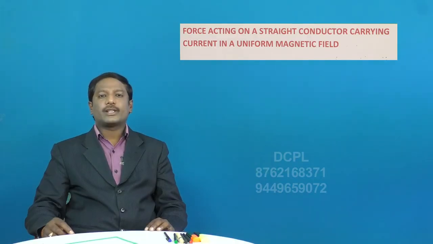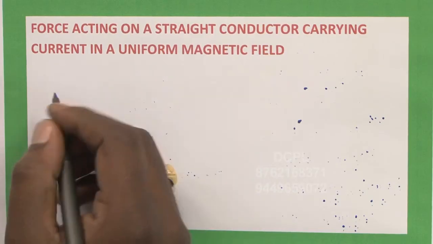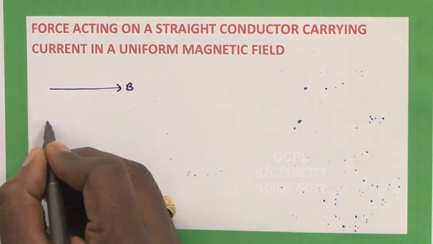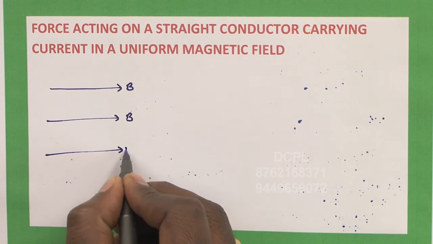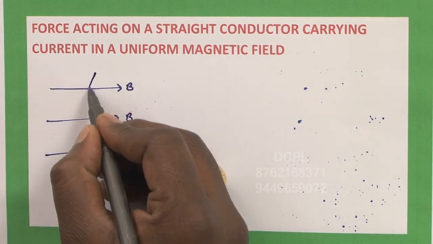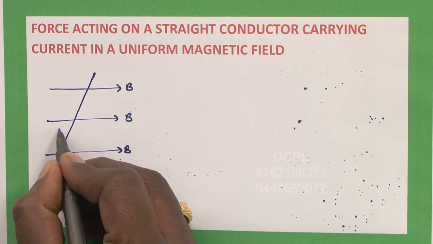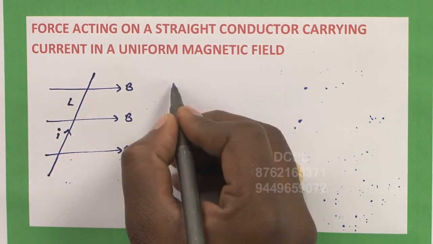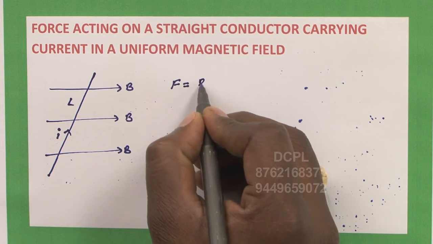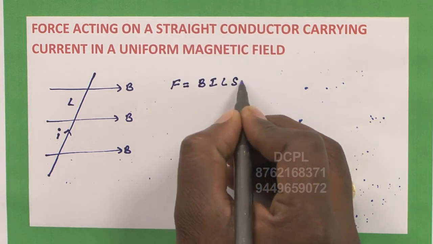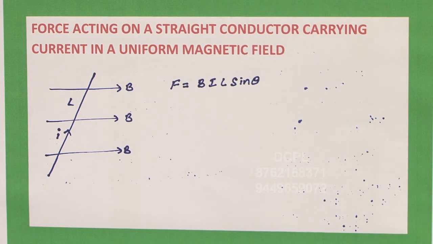Let us take up the next concept, students, that is the force acting on a straight conductor when it is placed in a magnetic field. Let us say the uniform magnetic field is acting here in this direction. In this uniform magnetic field, if I place a straight conductor carrying current I and length L, then the force experienced by this conductor is given by the formula F equals BIL sin theta, where B is the magnetic field, I is the current, L is the length of the conductor, and theta is the angle made by the straight conductor with the magnetic field.